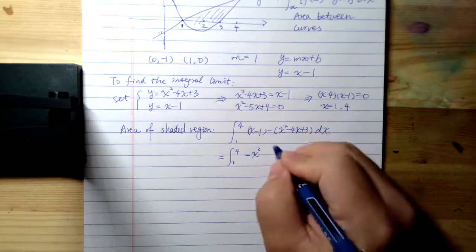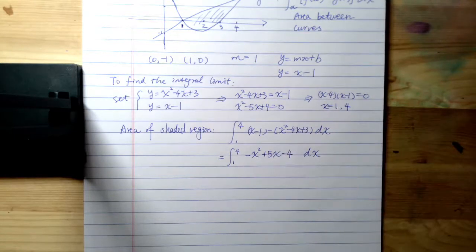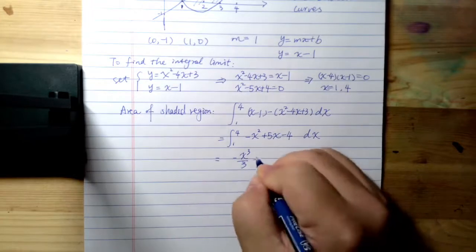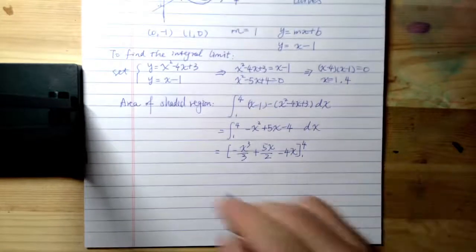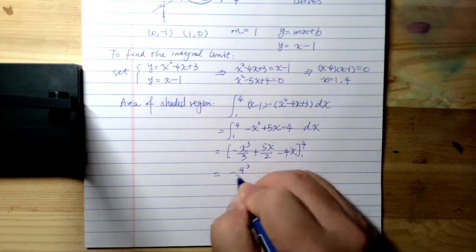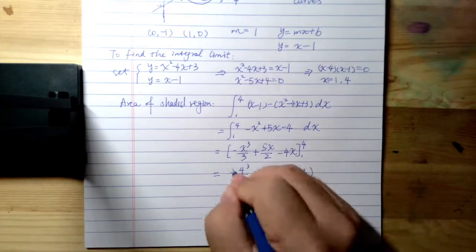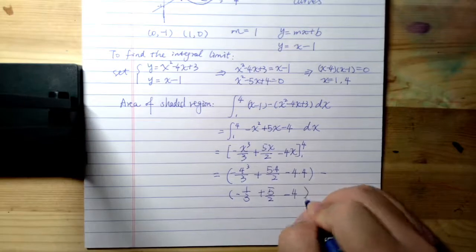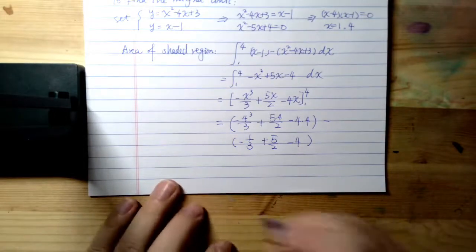You're going to see negative x squared plus 5x, I believe, minus 4, dx. Then all you need to do is evaluate this. This is negative x cubed over 3, plus 5x over 2, minus 4x, from 1 to 4. So we plug in 4: negative 4 cubed over 3 plus 5 times 4 over 2 minus 4 times 4, that's the first part. Minus, negative 1 over 3 plus 5 over 2 minus 4. It's just algebraic operation, so we can work on this.